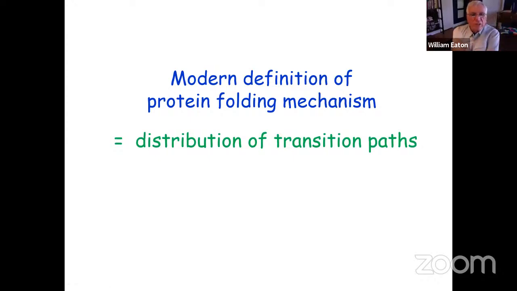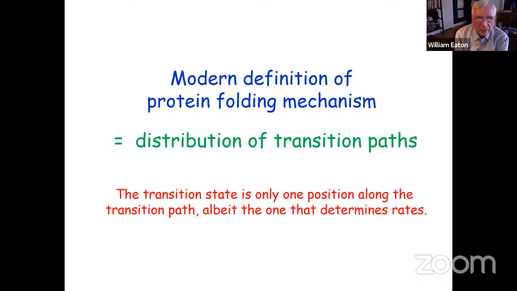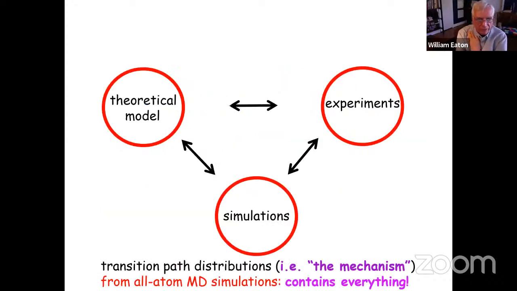So my modern definition of a protein folding mechanism is the distribution of transition paths. Now, you have to realize the transition state is only one position along the transition path, albeit it's the one that determines rates, so it's a very, very important position, but it's only one position. To really understand the mechanism and how structure evolves, you want to see the entire transition path.